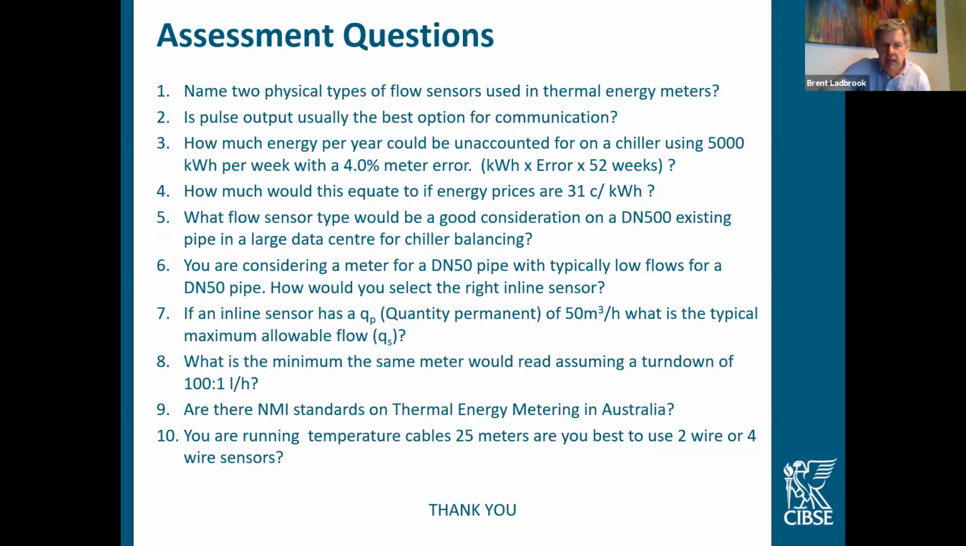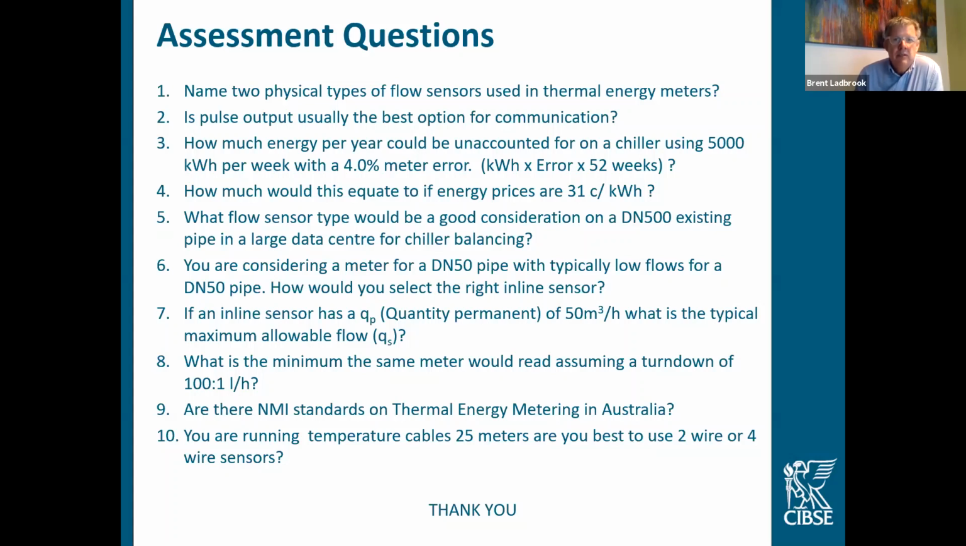This next one is a mathematical one. How much energy would be unaccounted for in a building using 5,000 kilowatt hours per week with a 4% meter error? So it's simply 5,000 times 4%, which is 200, times 52 weeks, so 10,400 kilowatt hours could be unaccounted for on that error. So the answer for number 3, 10,400.